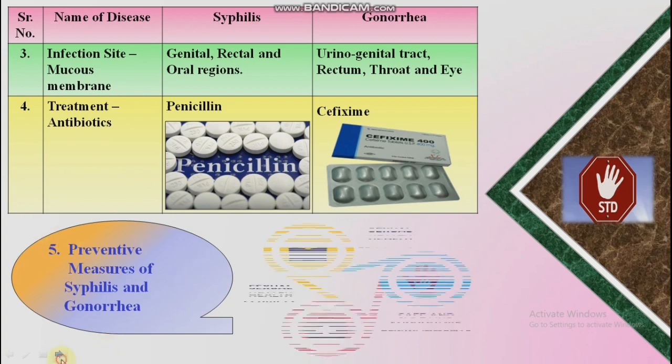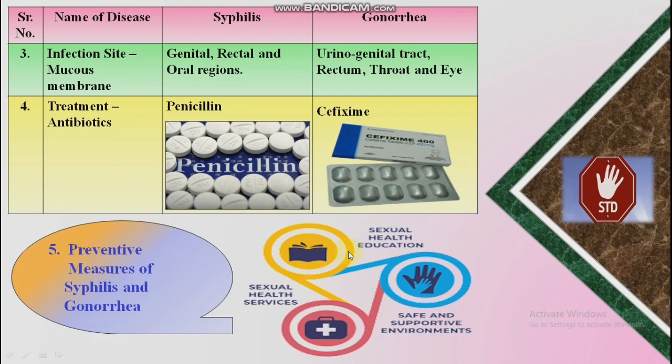Here again, see, there are three major preventive measures. Sexual health education: there is a necessity to educate people about sexual health, sex hygiene, sexual practice, sexual health services, and safe and supportive environments. Safe sex: avoid multi-partner sexual contact, avoid sexual contact with unknown persons, and always maintain sex hygiene. All these are the preventive measures which can prevent sexually transmitted diseases.